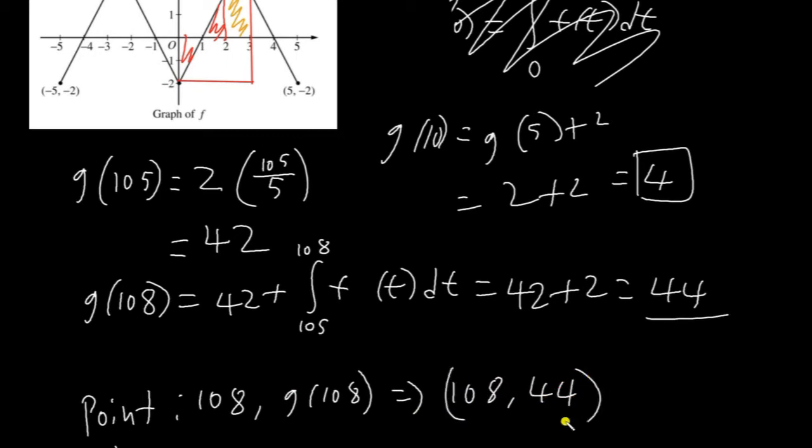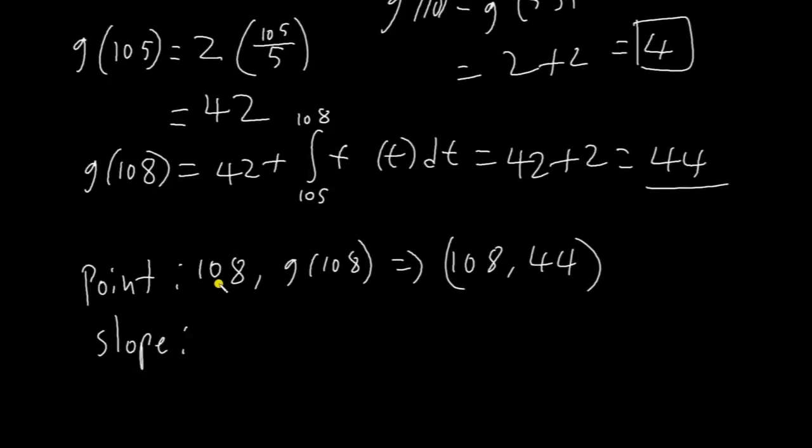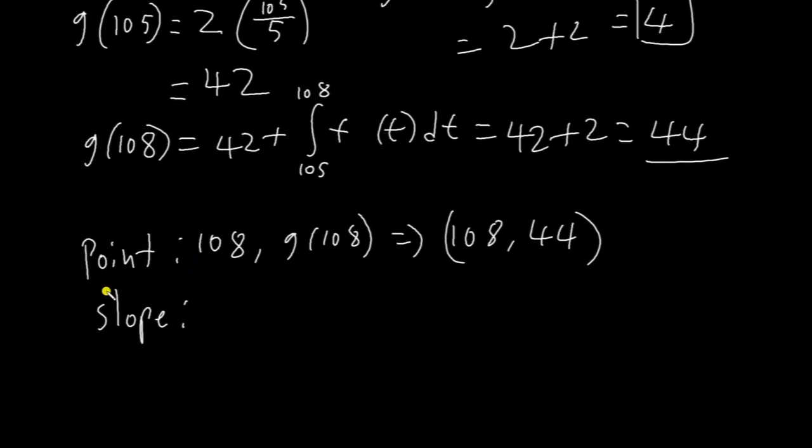Since g of 108 is 44, the next thing we need to write the equation of the tangent line is the slope of g at 108. So that's going to be g prime of 108, right? And then remember how g prime is the same as f? So this can be the same as f of 108. What is f of 108?